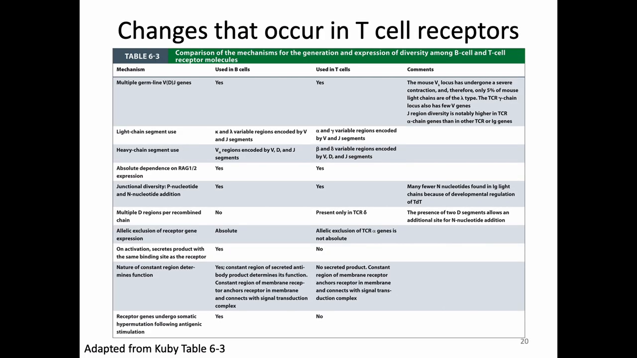And we can look at this table that we were looking at before and see places where the T cells and B cells are doing things similarly or differently. So both of them use multiple Vs, Ds, and Js. Both of them use light chains. Both of them use heavy chains. Both of them require RAG. Both of them put in P and N nucleotides. Only T cell receptor can do this DD fusion thing.